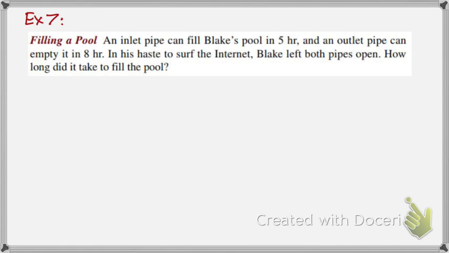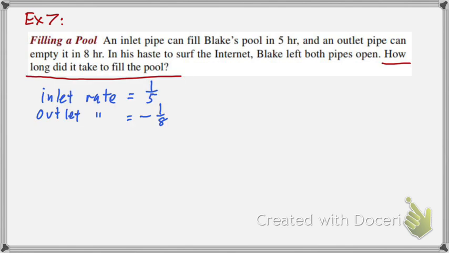Last one here. This pool has an inlet pipe and an outlet pipe. Blake leaves them both open. So how do we go about solving this one? Because it's wanting to know how long did it take to fill the pool. So we get their rates. In other words, the inlet rate is 1/5 because that pipe could fill the pool in 5 hours. The outlet pipe rate is -1/8 because it's emptying the pool. And it would take 8 hours for it to empty the pool.